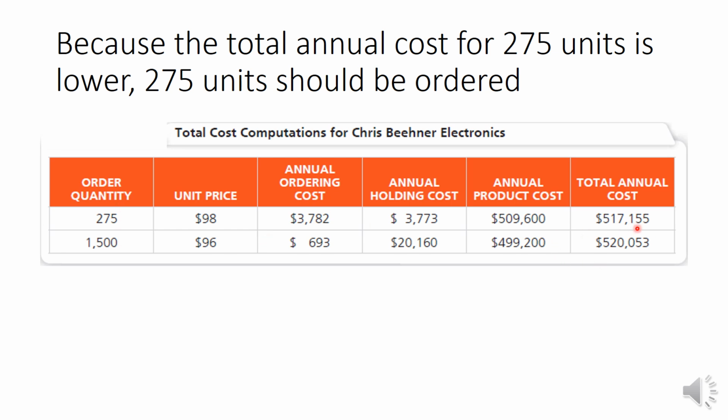So $517,155 and $520,053. Which one is the lesser one? So 517 is the lesser one. Thank you.